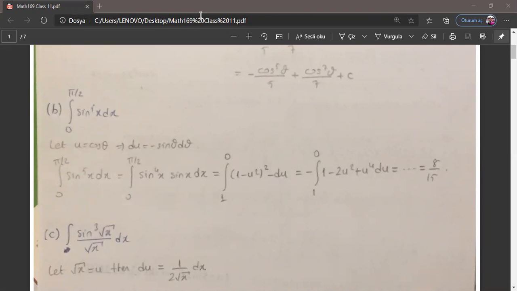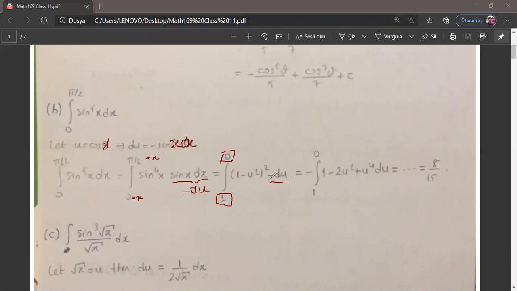I made a mistake there, but it's not a big deal. We write x instead of theta. So this is then minus du. But remember, we need to change the boundaries because we changed the variable. For x equals 0, we plug x equals 0 here and get cosine 0, which is 1. And for pi over 2, cosine pi over 2 is equal to 0, so we have 0 for u. The boundaries of u are 1 and 0 then.